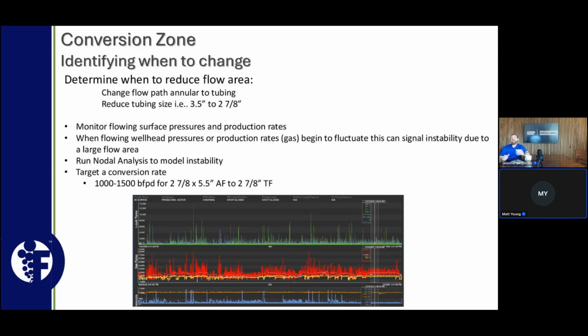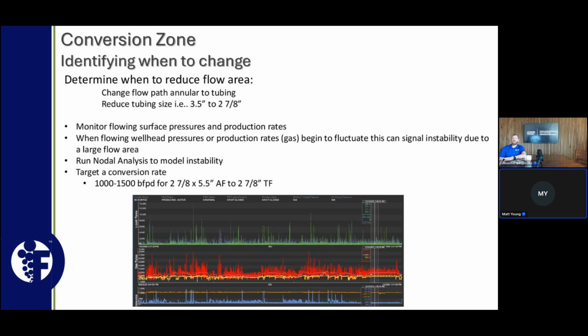So the next thing that I like to look at is conversion. If we do plan to go with the largest flow area, when do we need to switch? Meaning, when do we need to reduce that flow area to help stabilize that production? Knowing that these wells will decline in production eventually, we need to plan for instability as that production decreases, and we need to plan for a reduction in our flow area.